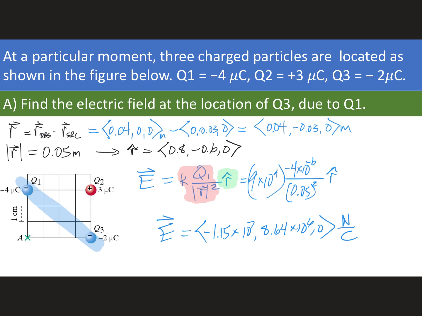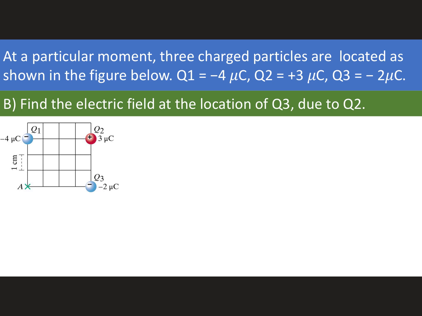Find the electric field at the location of Q3 due to Q1, which means finding the right position vector, the relative position vector, which is in the top 2 rows there, and then we use the magnitude and direction to finish the deal on this vector quantity. All right.